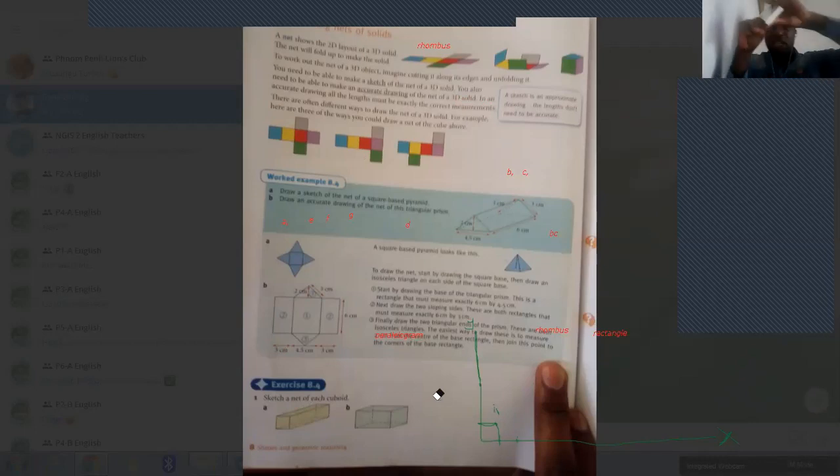Like this, I'm tearing it like this. Then this is now a net and it's now in 2D, isn't it? If I'm going to fold these together, I'm going to get my shape again like this, isn't it? Now I have my shape here. I got my shape again here. Right. So this is a net.